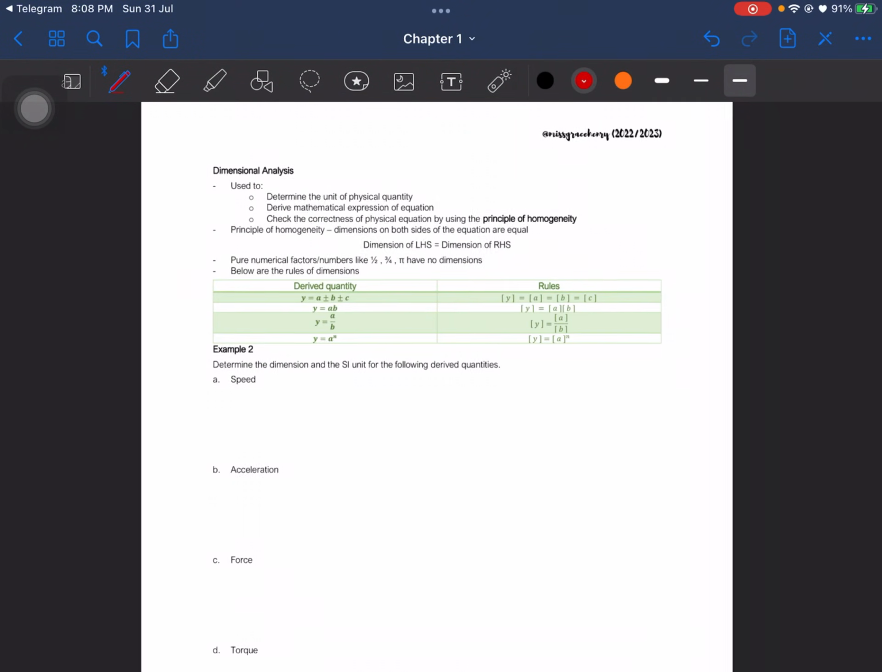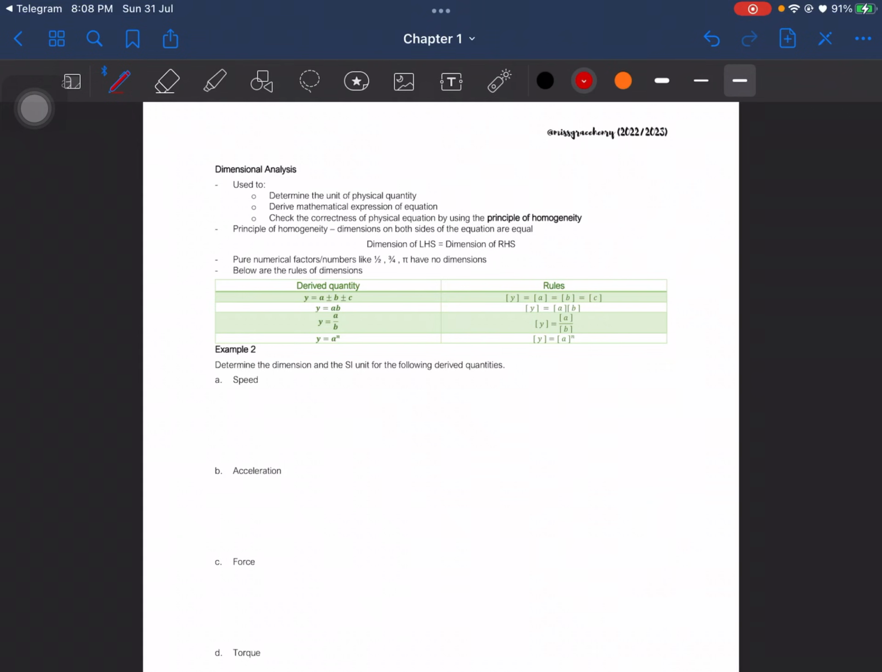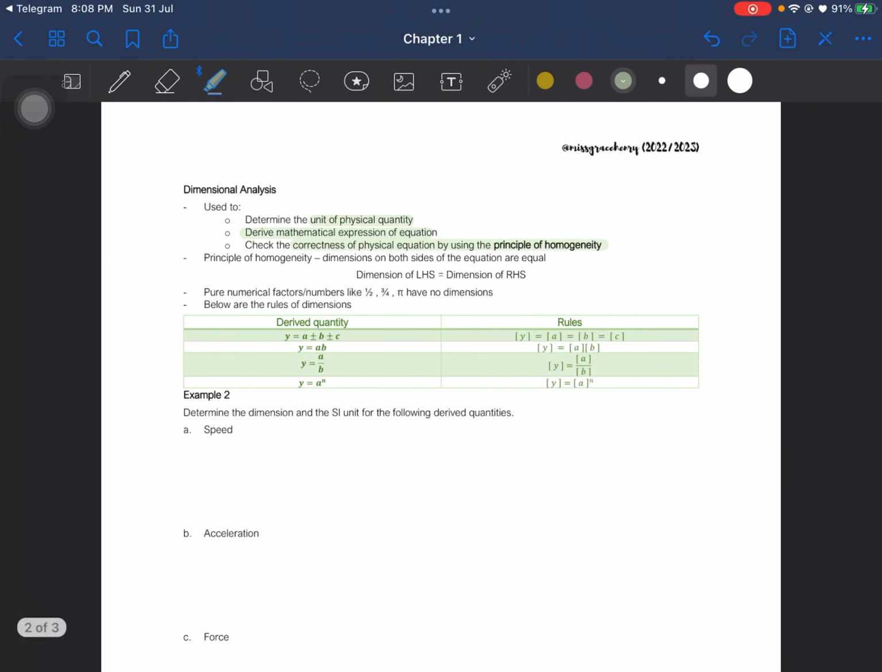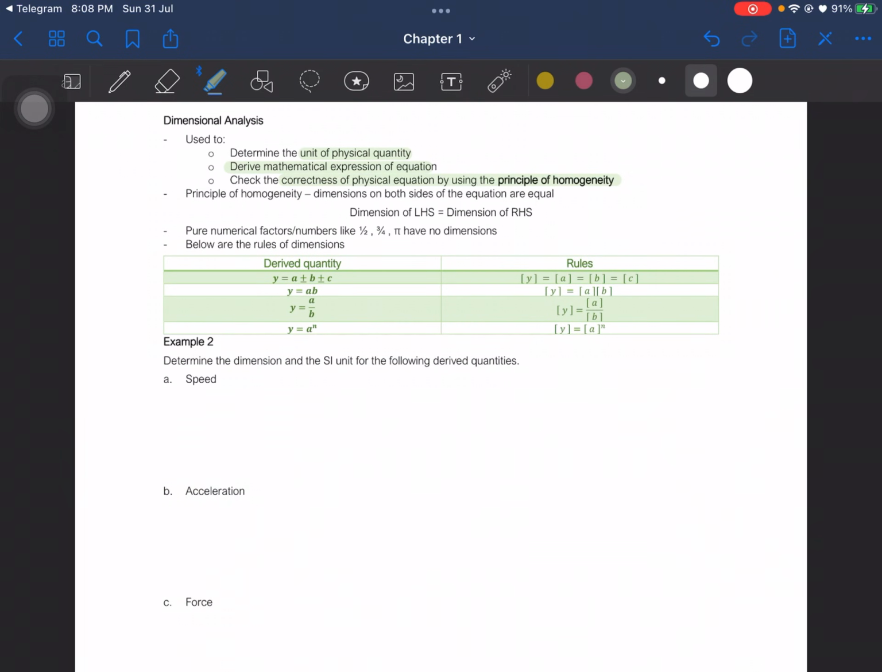Now let's look into dimensional analysis. This analysis is used to determine the unit of a physical quantity, derive mathematical expressions of an equation, and lastly, check the correctness of a physical equation by what we call the principle of homogeneity. The principle of homogeneity is basically telling us that the dimensions of both sides of the equation are equal. So the dimension of the left hand side and the dimension of the right hand side should be equal.